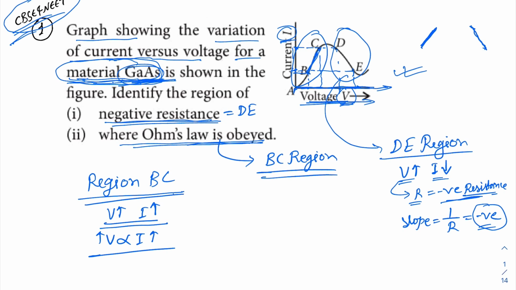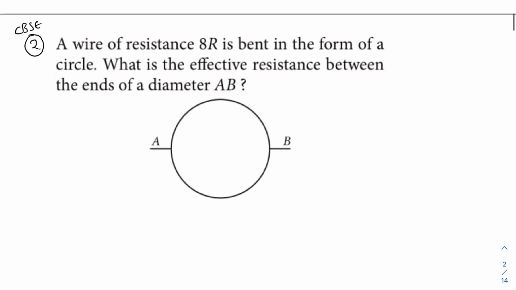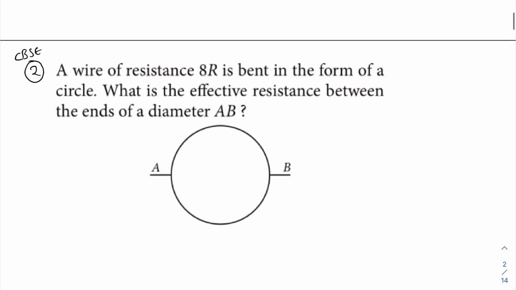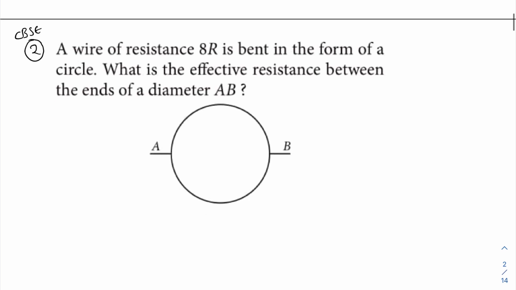Now we will move to the next question. Now in question number 2, it is a CBSE previous year question. Okay, in this question a wire of resistance 8R is given. Suppose this one is your wire. What is the resistance of this wire? It is 8R. Okay, this is the 8R resistance.